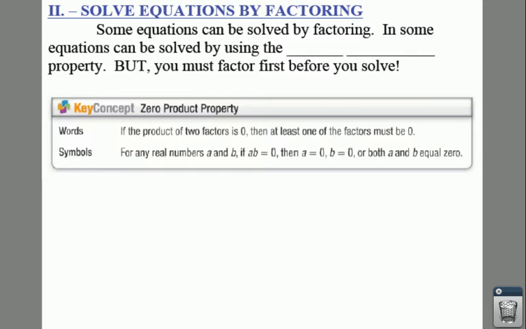Alright, the last thing we're going to learn about here is how to solve equations by factoring. Whenever you solve equations, you must realize that you are setting an equation equal to 0. Some equations can be solved by factoring, using what we call the zero product property.